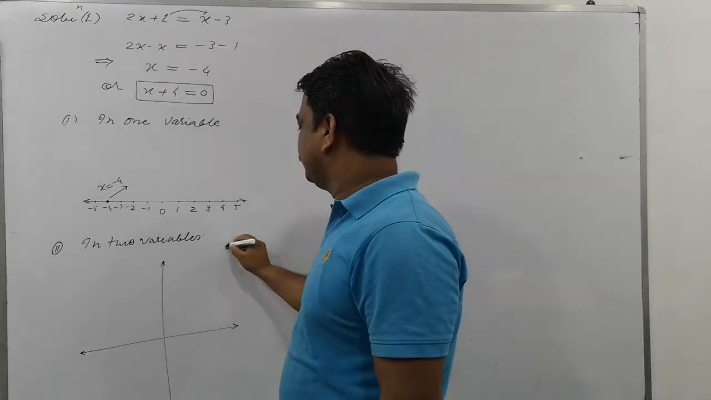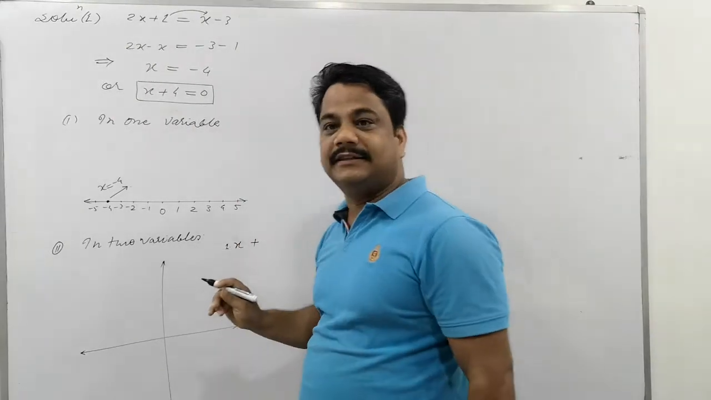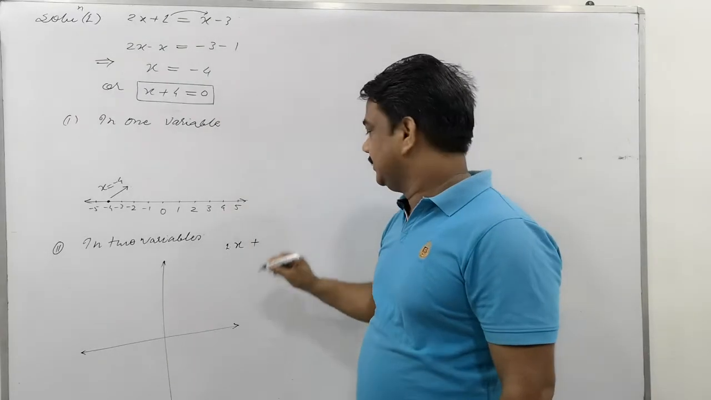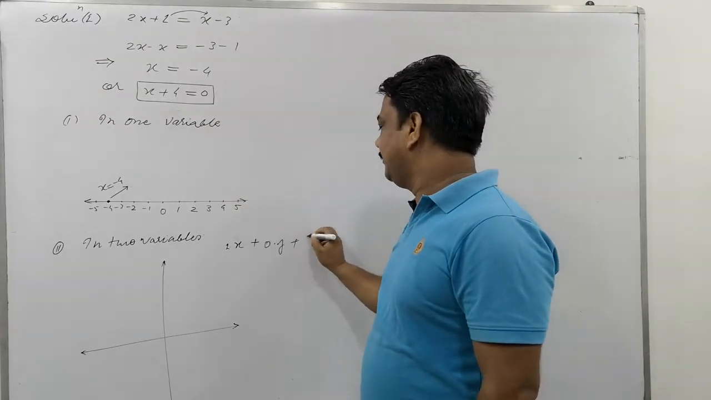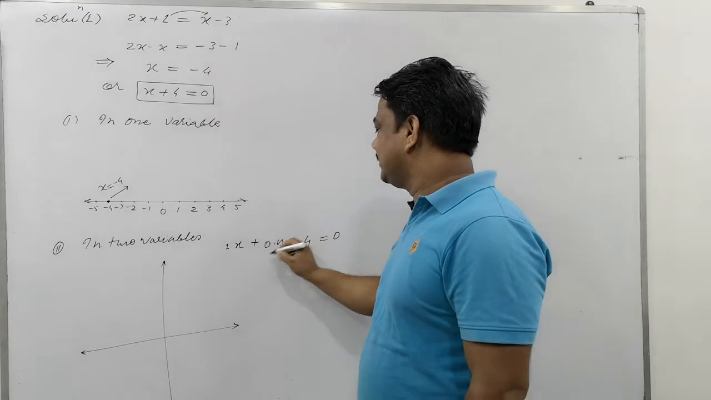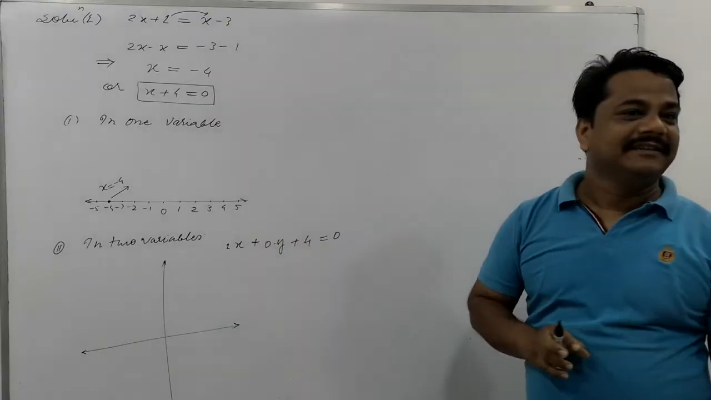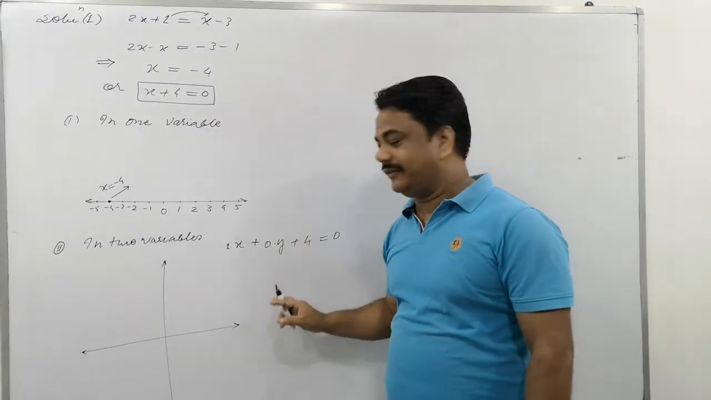In two variable form, 1 is the coefficient of x, and where has y gone? 0 into y, and plus 4 is equal to 0. Actually, this is the representation in two variables. Is that clear? It's a two variable representation.